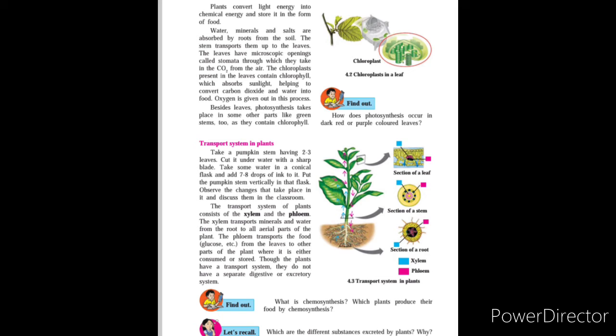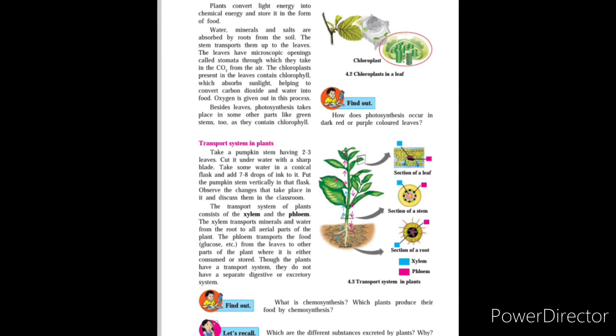Now see what the transport system is. The transport system of a plant consists of xylem and phloem. They work for the transport system in plants. Now what is the work of xylem? Xylem transports minerals and water from the roots to all the aerial parts of the plant. Underline this work of the xylem. Now what is the work of phloem?